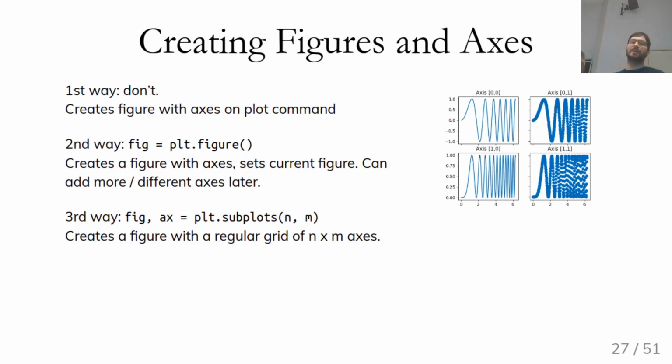That allows you to get a regular grid of n times m of subplots. So this is sort of what you get here. Here I have called subplots 2,2, so I get a 2x2 grid, and then I can plot into each of these things individually.